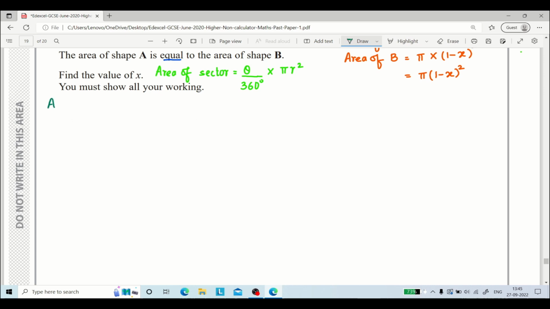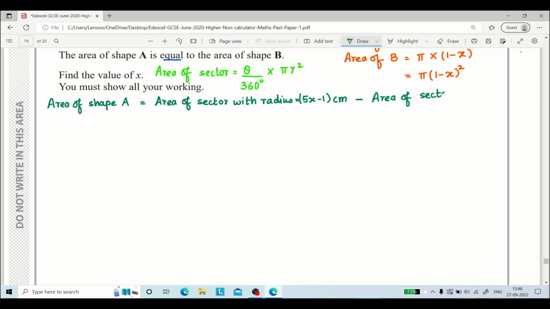So area of shape A is equal to area of the sector with radius equal to 5x minus 1 centimeter, minus area of that unshaded portion, right? So that unshaded portion is again a sector.